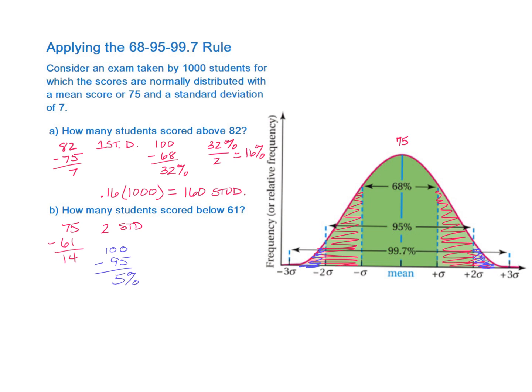But I also know that I only want half of that because I really only want the blue area to the left. So if I take 5 and divide it by 2, obviously I get 2.5%. And then as a decimal, that's going to be 0.025. And if I multiply that by 1,000, I'm going to get 25 students there. So that would be the final answer for part B.